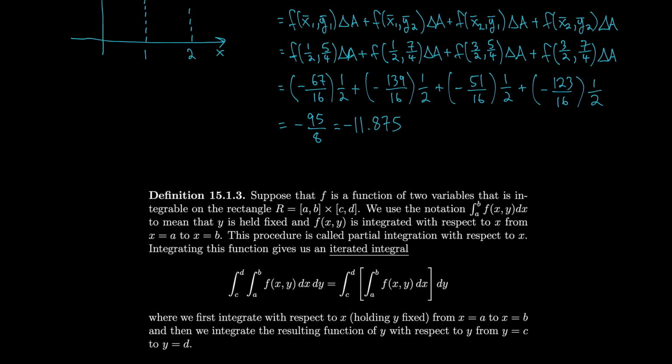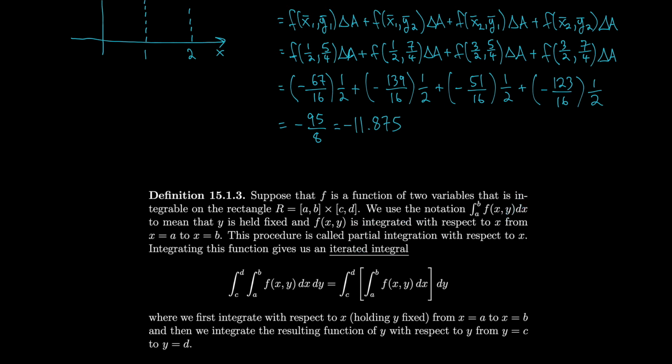Suppose that f is a function of two variables that is integrable on the rectangle [a,b] by [c,d]. We use the notation integral from a to b of f of x y dx to mean that y is held fixed and f of x y is integrated with respect to x from x equals a to x equals b. So basically, this is like partial differentiation except backwards, so we call it partial integration. And in this case, it's with respect to x because we're pretending all these y's are constant.